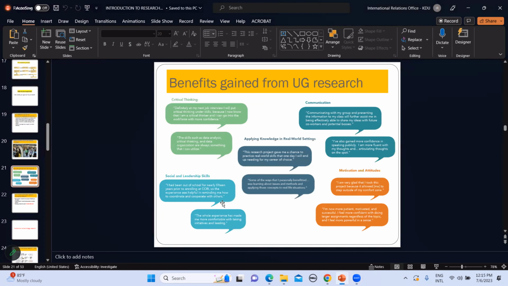Now, benefits gained from the undergraduate research, right? It's not like an individual subject you are learning. Critical thinking. Here you will see what the students had told. Definitely, at my next job interview, I will put critical thinking on the skills, because I now know that I am a critical thinker and I can go into the workforce with more confidence. The skills such as critical thinking and data organization are always something that I can utilize, right?